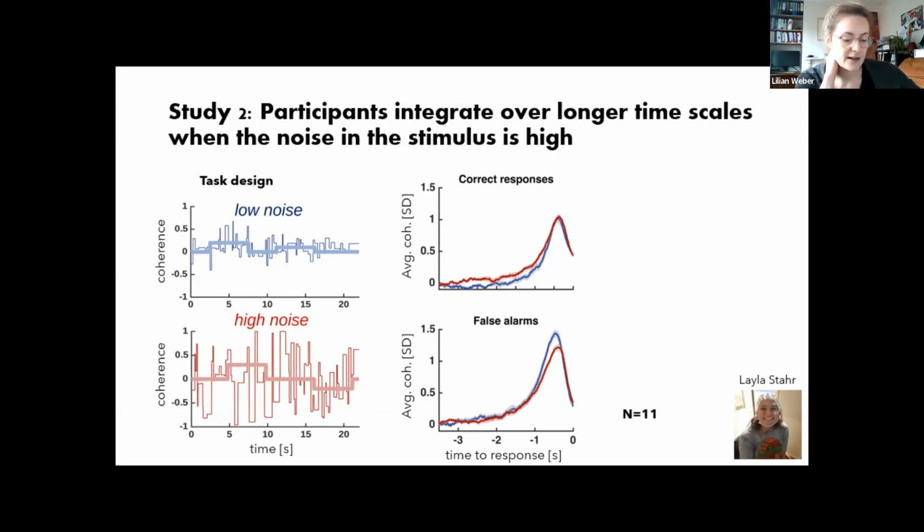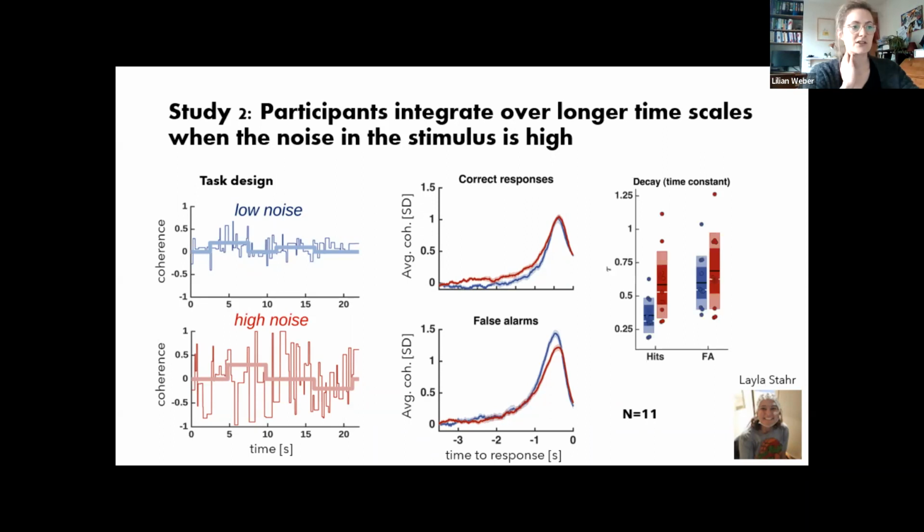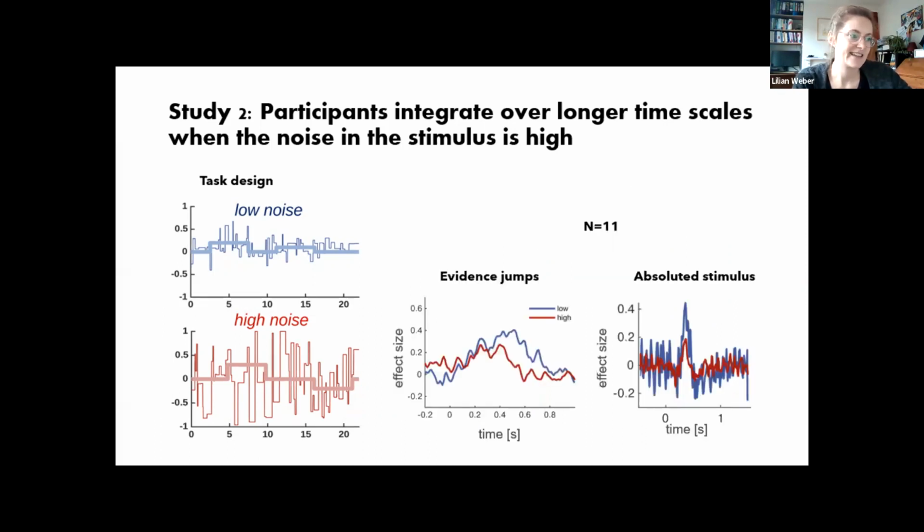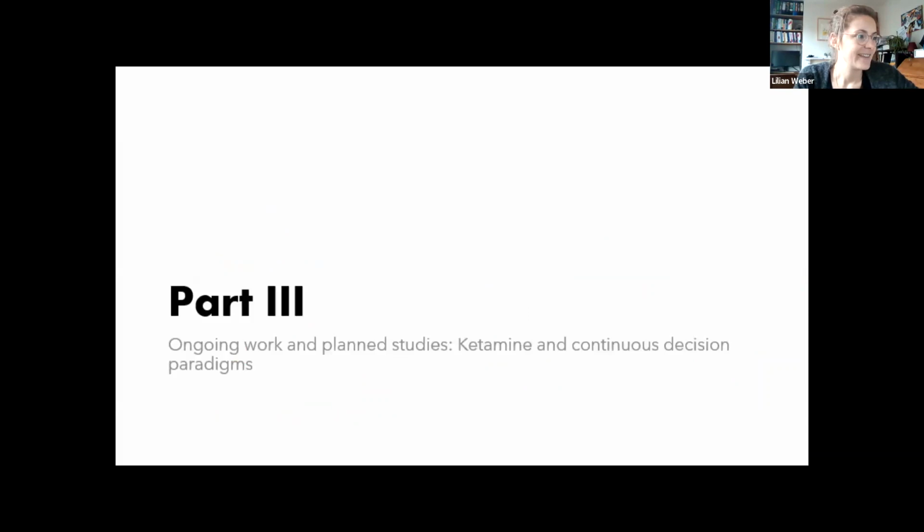And also when we fit exponential decay to these integration kernels, we see that the integration time constant is significantly higher for the high variance condition, suggesting that participants are indeed integrating over longer time scales if there's more noise in the stimulus. The EEG data is still very noisy because we just have 11 participants, but there might be something in there too, which is nice. Yeah, so that's kind of what we've been doing so far.